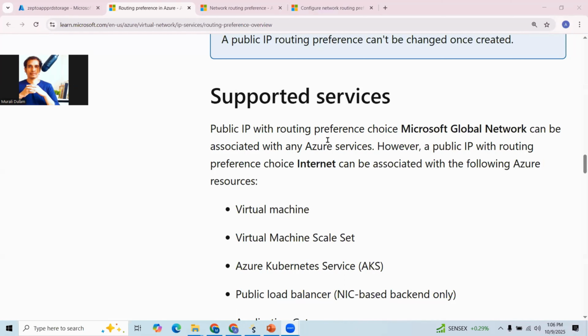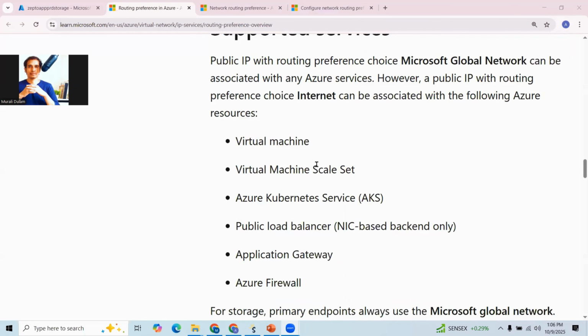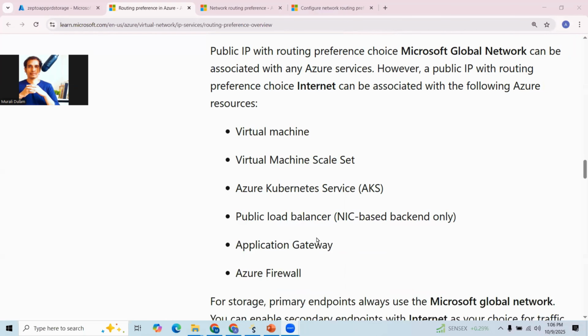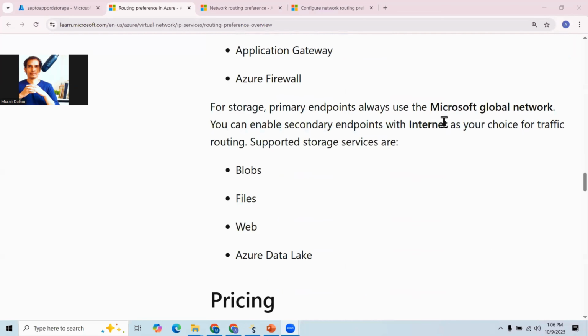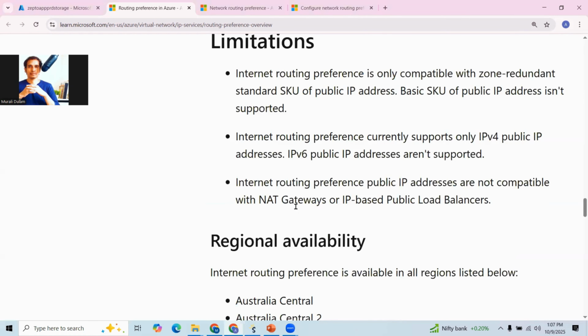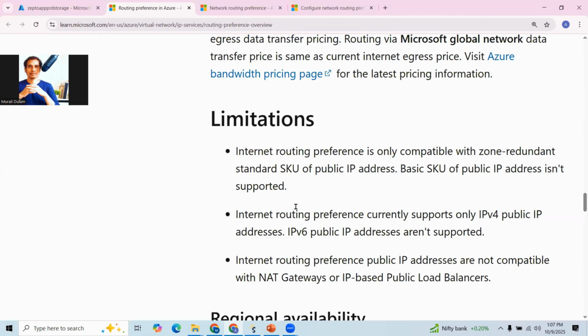So let us see the supported services. Microsoft Global Network supports all the services, right? But internet routing is associated with specific components. These are all the components you can see. And also just see for storage, Microsoft Global Network as well as internet, they are both supported. Apart from that, just see limitations also. We need to understand limitations as well. Internet routing has some limitations. So let us see that.